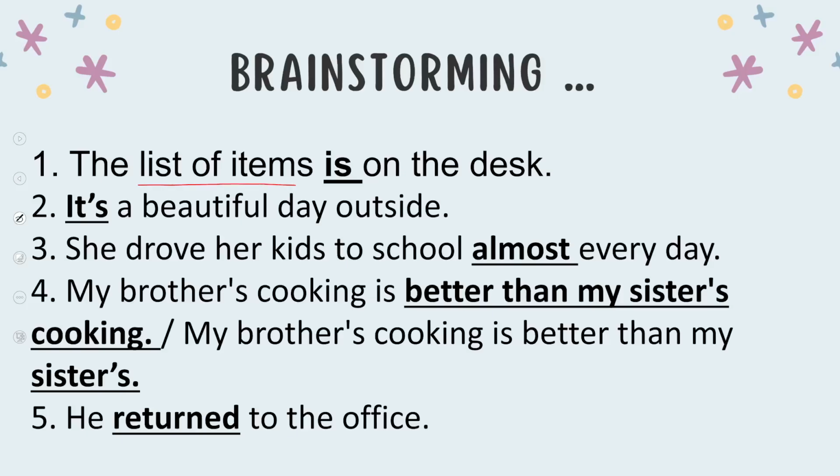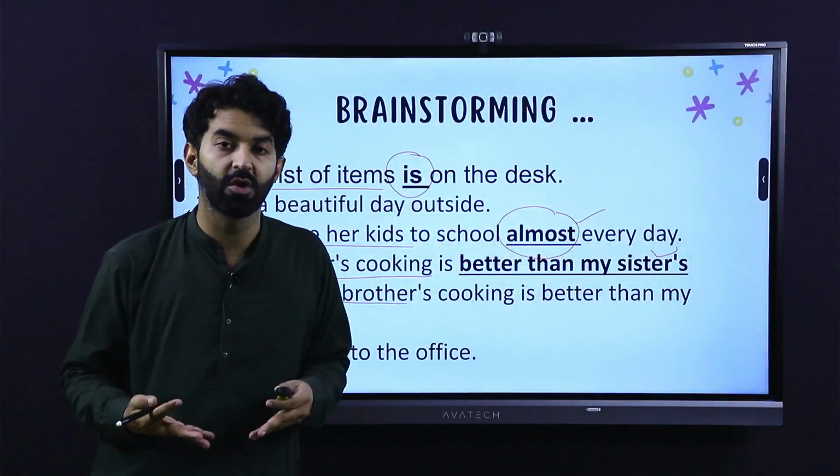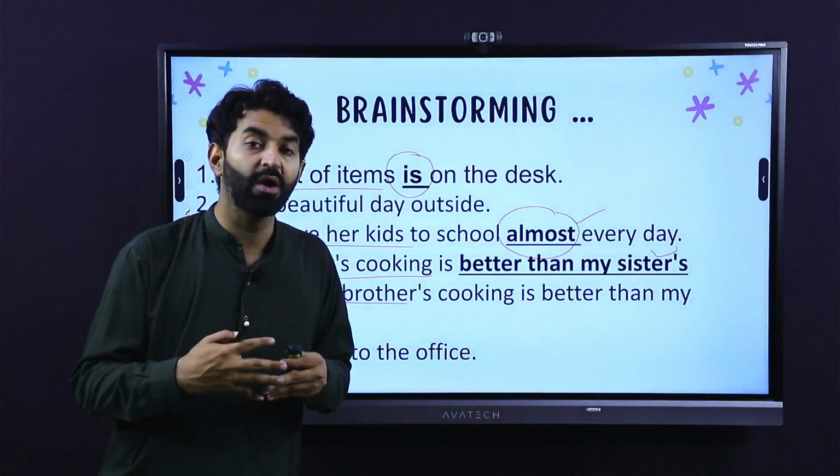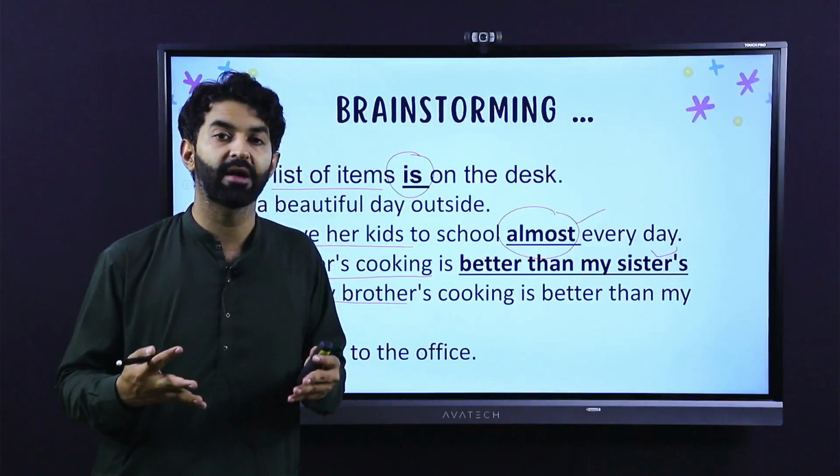The list of items is on the desk. It's with an apostrophe: It's a beautiful day outside. She drove her kids to school almost every day. My brother's cooking is better than my sister's. And he returned to the office, not he returned back to the office, because returning already means returning back. So we don't need to put an extra word back in that.